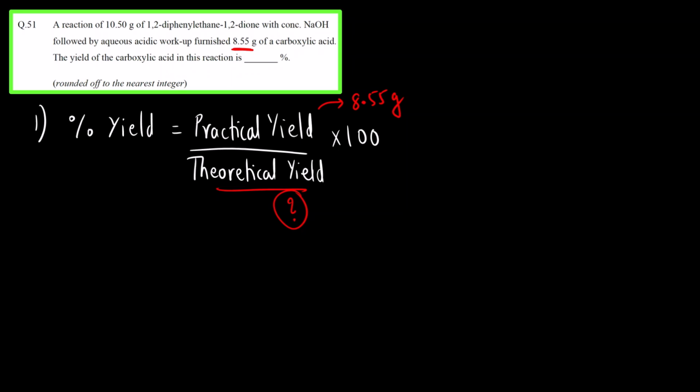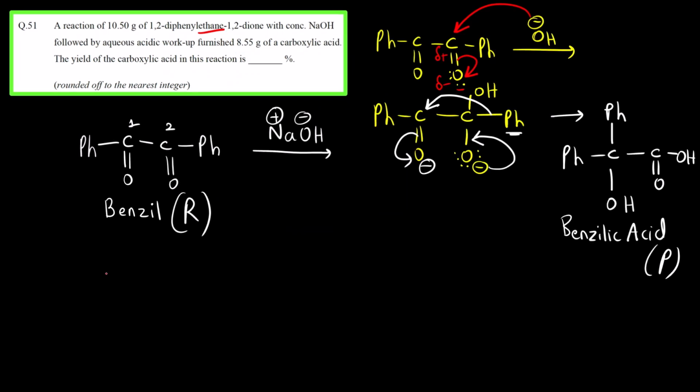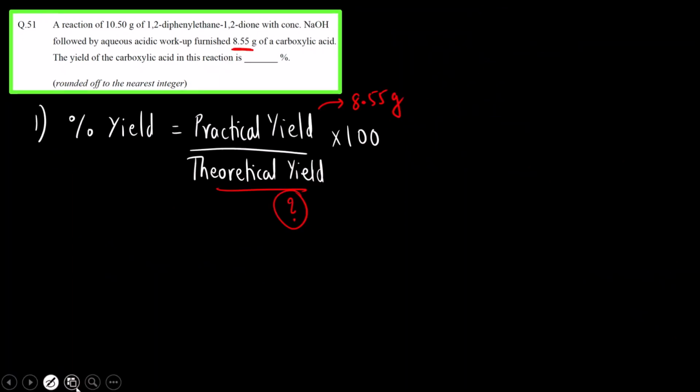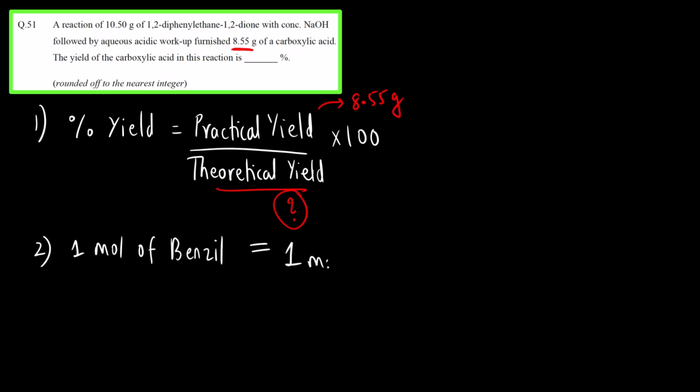For calculating the theoretical yield, we must know the molecular weight of both reactant and product. First thing is 1 mole of benzil gives 1 mole of benzilic acid. What is the molecular weight of benzil? You can calculate, it is 210.23 gram per mole. What is the molecular weight of benzilic acid? 228.25 gram per mole. So how do you calculate the theoretical yield? Use the simple mole ratio. 1 mole of benzil gives 1 mole of benzilic acid.